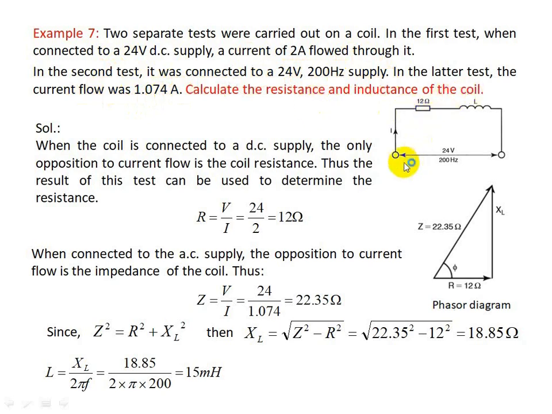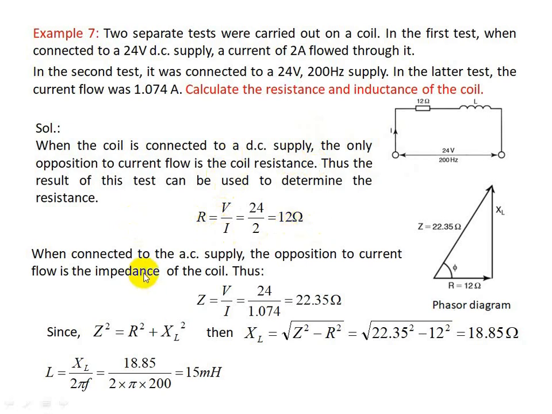So here, in the first test only DC voltage is applied. If DC voltage is applied, the frequency for DC voltage is 0. Therefore, the inductive reactance also will be 0, since the formula is 2 pi FL, F is 0, therefore XL is 0. So in DC circuits, an inductor will not have inductive reactance. So the circuit will have only resistance. Therefore, we can find resistance from the first test by dividing the applied voltage by the current in the circuit. So we'll get 12 ohms.